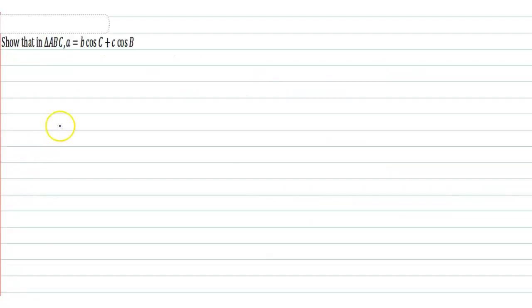Okay, right. So here in the question he is asking, in triangle ABC, a is equal to b cos C plus c cos B. For this question we have one more name, it is projection rule.